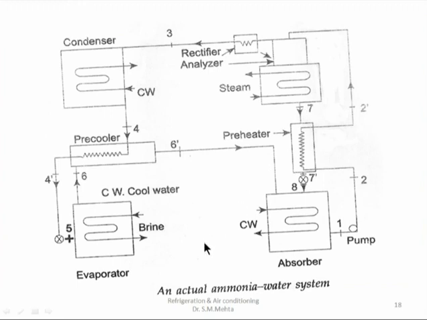So in the actual ammonia water system, other than the main components of a vapor absorption refrigeration system, what other components are used? Here you can see one heat exchanger, named a preheater, but it is a heat exchanger. Then exhaust steam is used for heating in the generator. The rectifier will separate the water particles, and the refrigerant is pre-cooled before it enters the evaporator, just to increase the refrigeration effect. So this is the actual water ammonia vapor absorption refrigeration system.